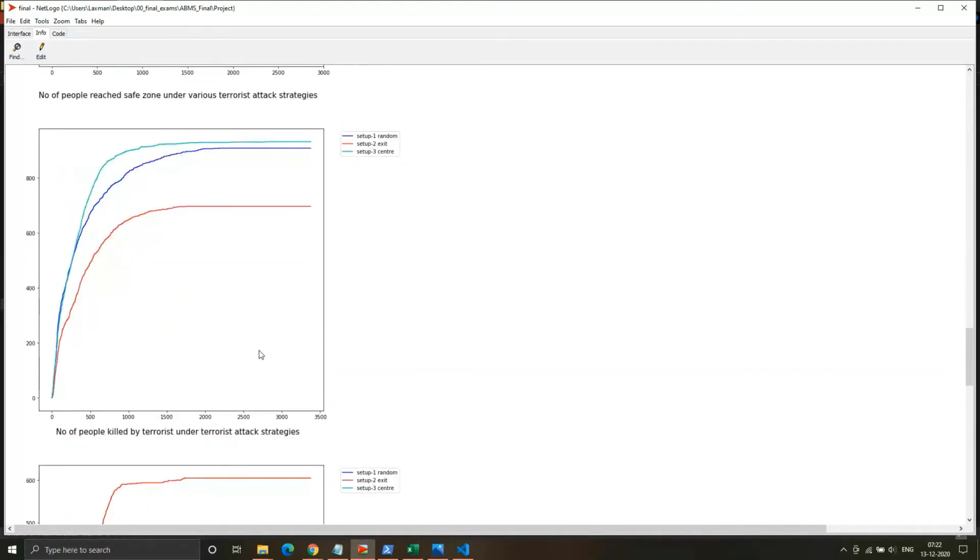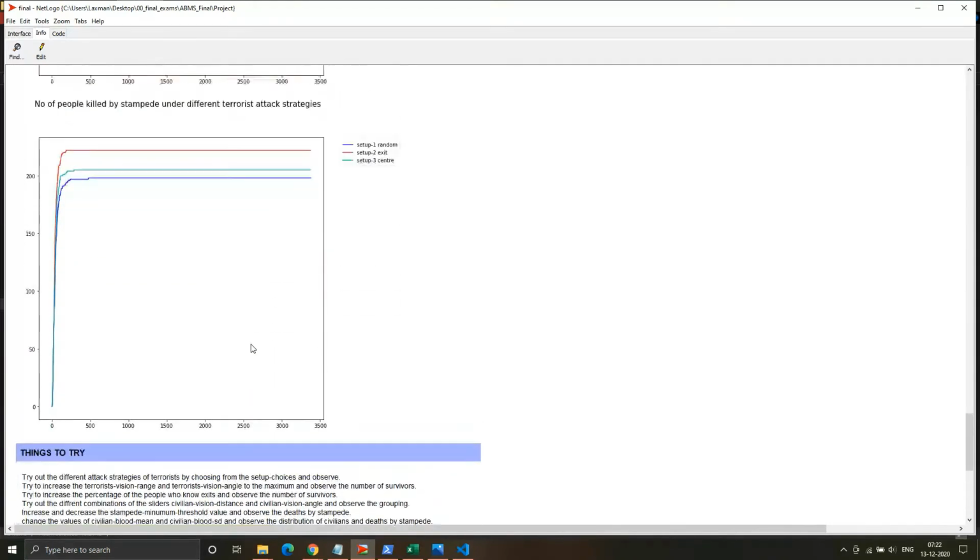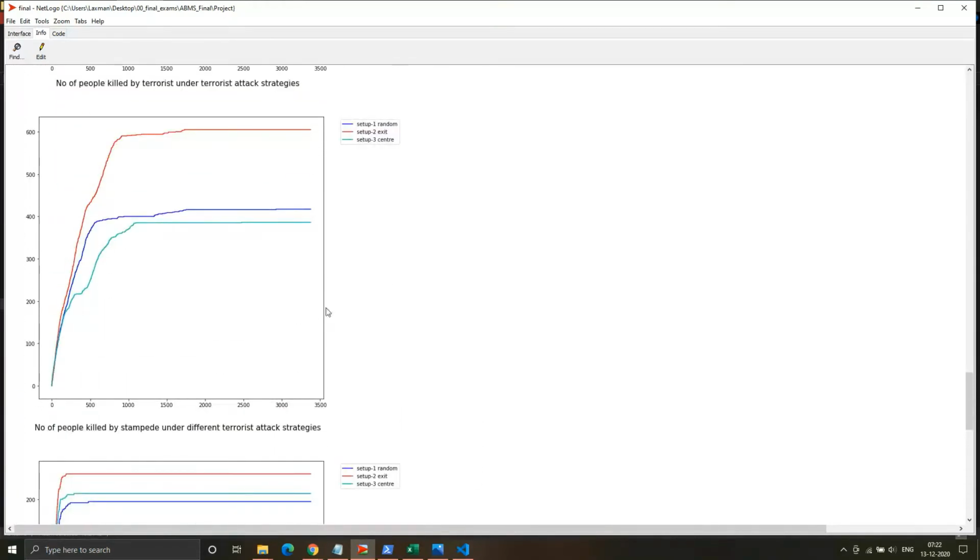And we also found that when terrorists start their attack at the exits, the more people are likely to die. So the effective terrorist strategy, which is dangerous, is the exit strategy when terrorists are present at exits, and these all are placed in the info tab, as you can see. And the number of people killed when terrorists are present at exits is very high.